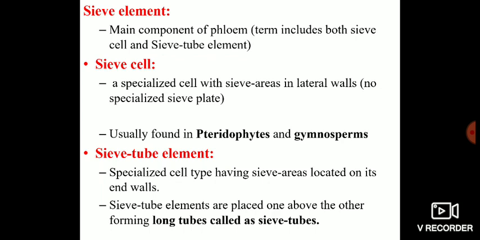First of all, sieve tubes. And before discussing sieve tubes, we should have some knowledge of sieve elements or sieve tube elements, okay? Because the sieve tubes are themselves constituted of a large number of sieve tube elements which are placed one above the another. Sieve tubes are composed of a number of sieve tube elements. So we have to understand what is a sieve tube element.